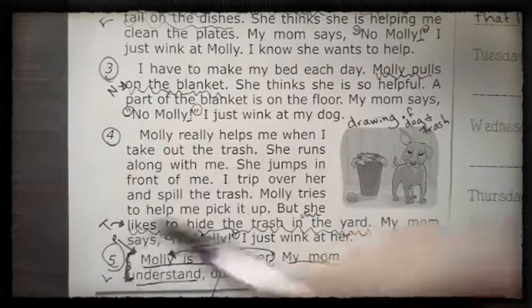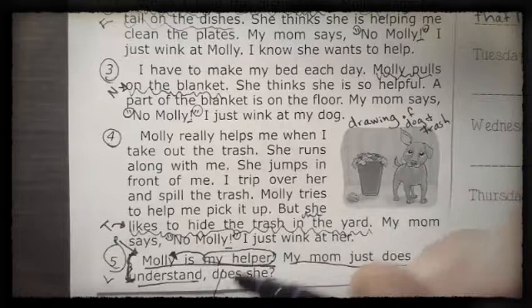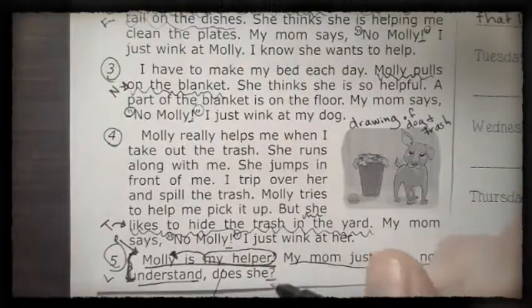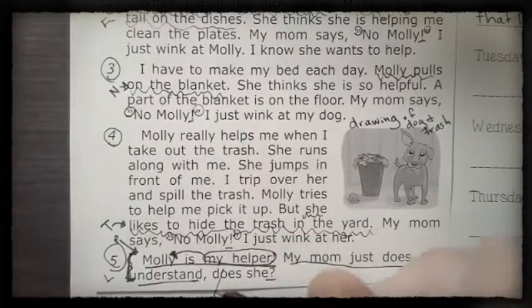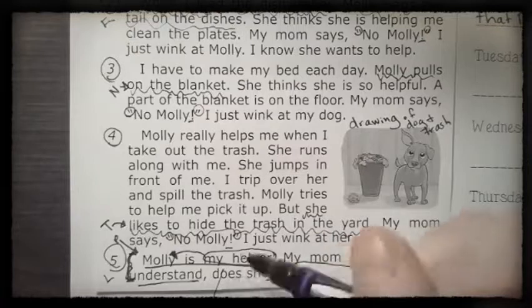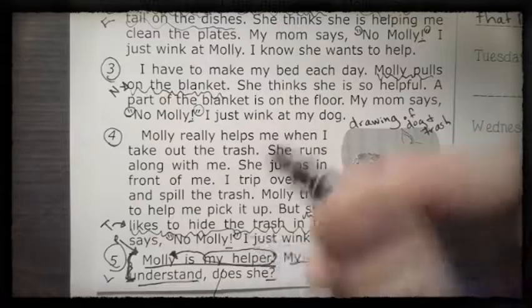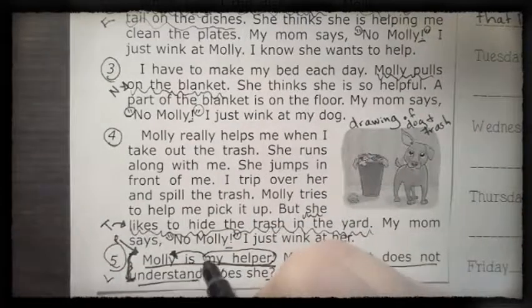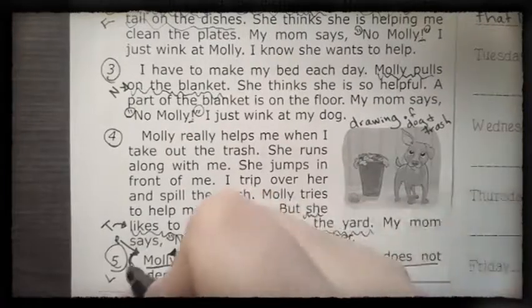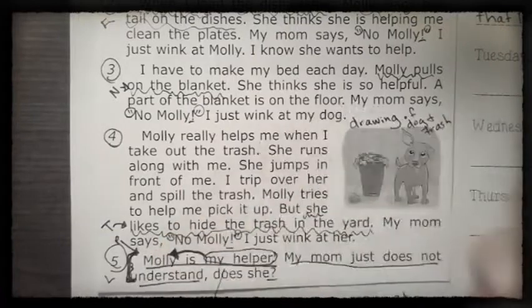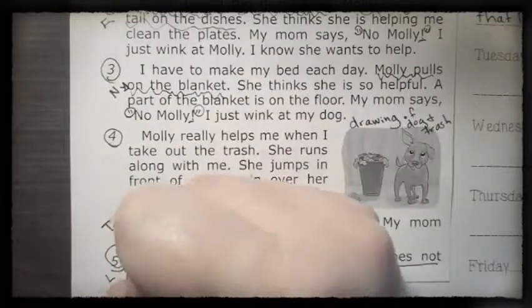All right, paragraph 5. Molly is my helper. Mom just does not understand, does she? So, my helper, I underline that and I put a C near it because this describes Molly. Molly's character traits. Molly's a helper. That's the kind of dog the author or the narrator sees her as. So I drew an arrow back to Molly to tell me that Molly's the helper and not the kid or the mom. I marked this whole paragraph as my first, next, then last.